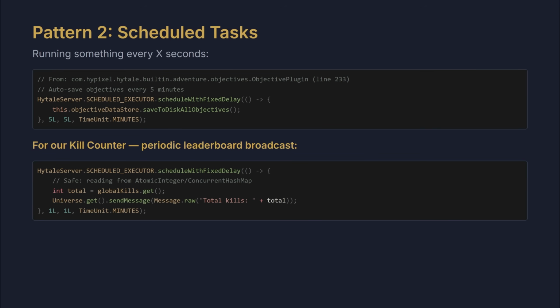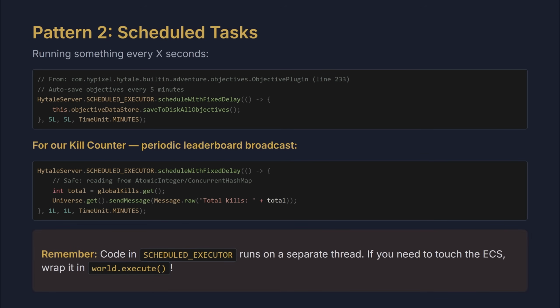For our kill counter, we could do a periodic leaderboard broadcast where we get the global kills and then we send a message with total kills equals the total amount we have saved. Code in a scheduled executor runs on a separate thread. Don't forget that. If you need to touch the entity component system, wrap it in world.execute.